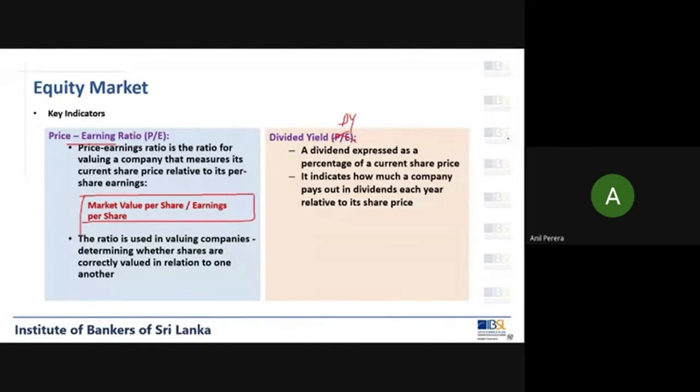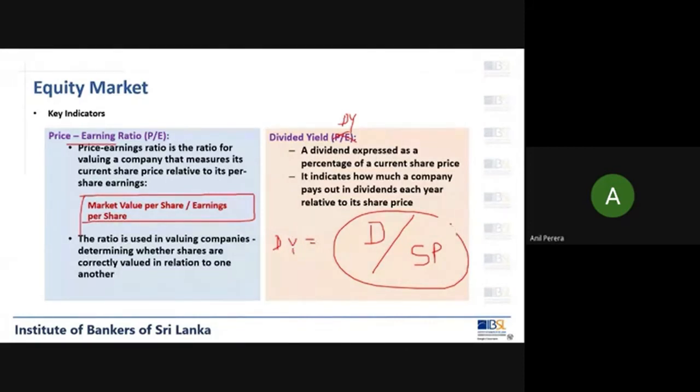How do you calculate dividend yield? A dividend is expressed as a percent of the current share price, right? DY. Dividend is expressed based on the current share price.